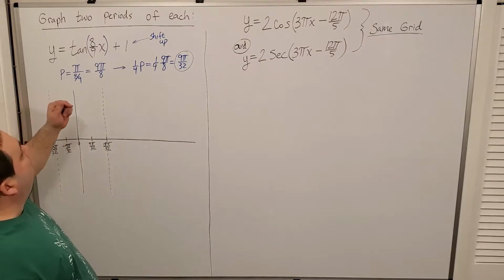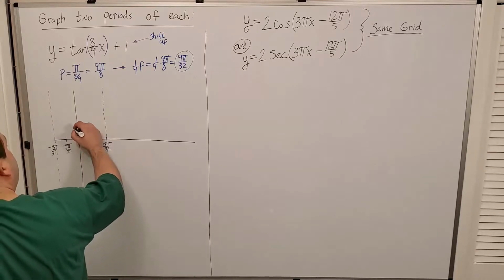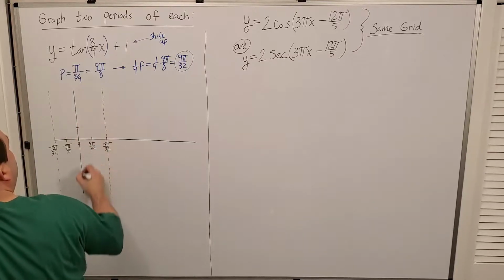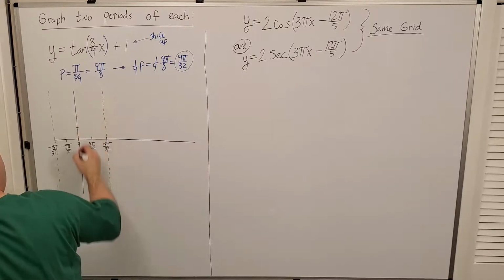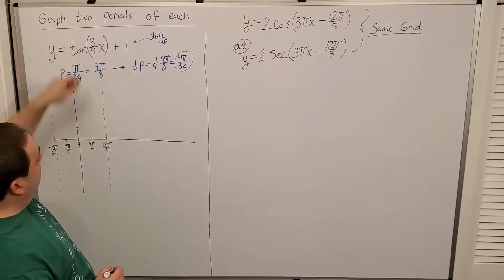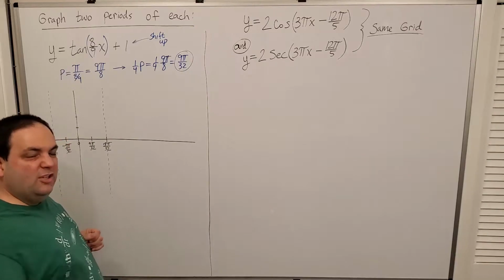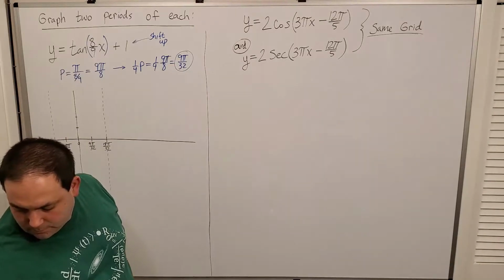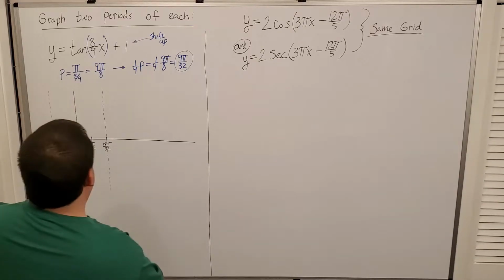Okay, then the only other thing I have to worry about is the plus 1. So I'm going to put plus 1 here, and then I'm going to take that same length and count up to 2. And remember, the reason is because my amplitude is 1. On a tangent, the amplitude doesn't matter as much, but I still want you to label it. So then I can go ahead and draw my first cycle here.